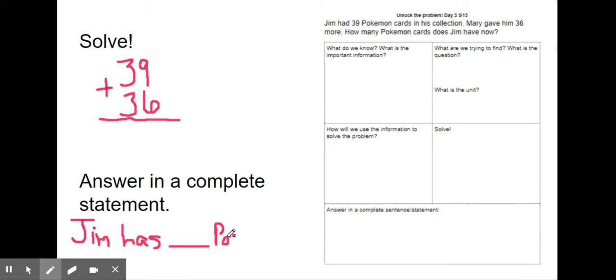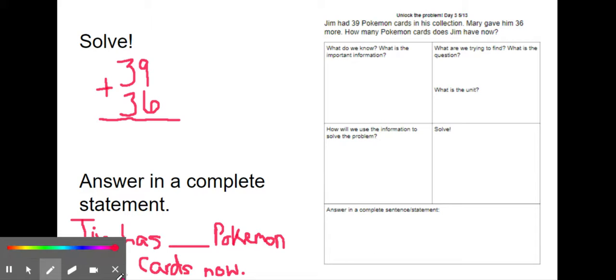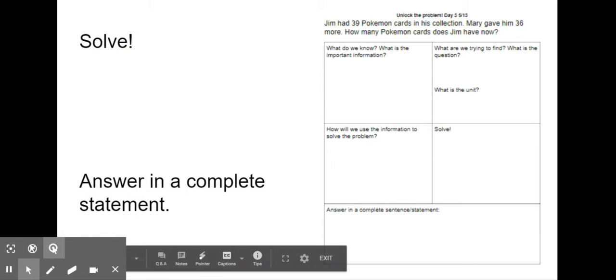Pokemon cards now. And I want to make sure to put a period there. So now I have a complete sentence. A sentence is not complete if it does not have a capital letter and a period. Okay, so that was our unlock the problem for today.